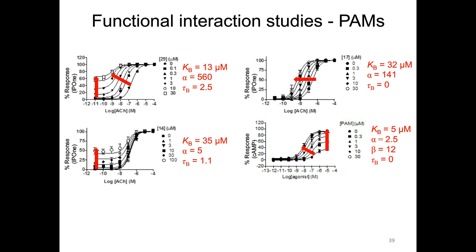If we then look down to the bottom right-hand side, this PAM, we can see again it has an affinity of 5 micromolar. It has moderate cooperativity with this agonist affinity of 2.5, but it has robust effects on the orthosteric agonist's efficacy, here denoted by the beta factor 12. And again, consistent with the lack of efficacy in its own right, this modulator has a tau B value of 0.